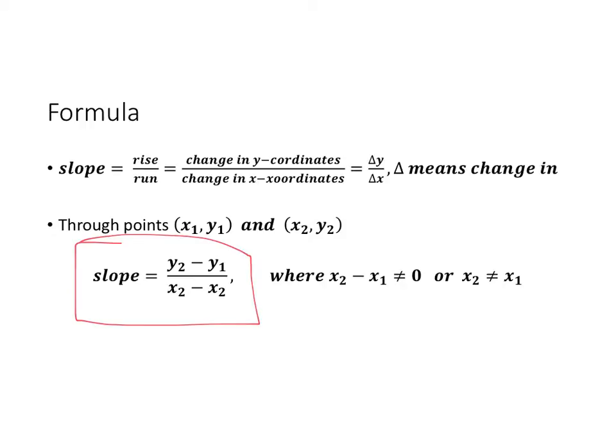One thing I need you to take note of, where it says, this is a mistake, it's supposed to be x2 minus x1. And you need to understand that that value cannot equal 0. If it equals 0, that means you're dividing by 0, which you can't do, which makes your slope undefined.